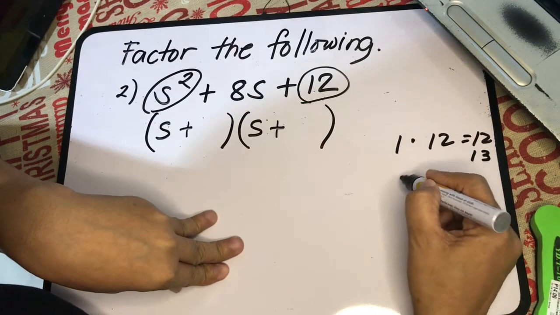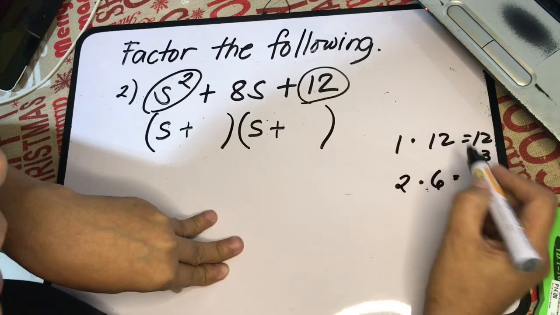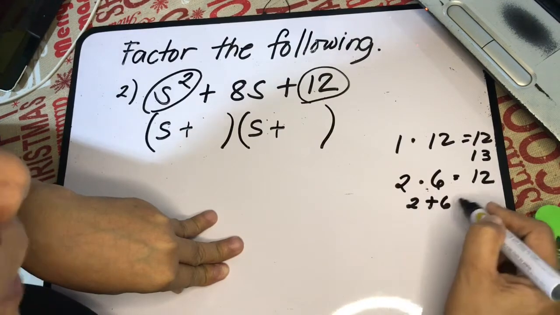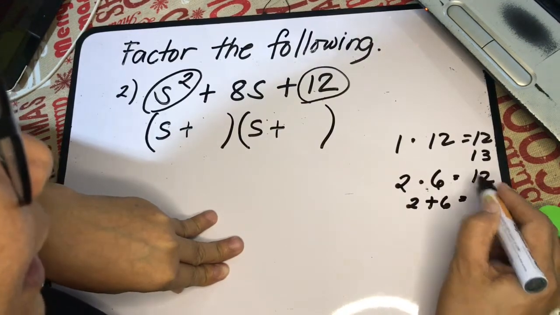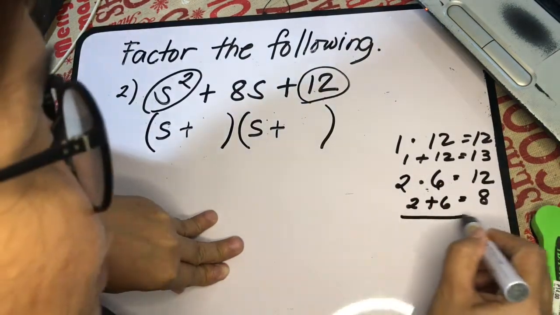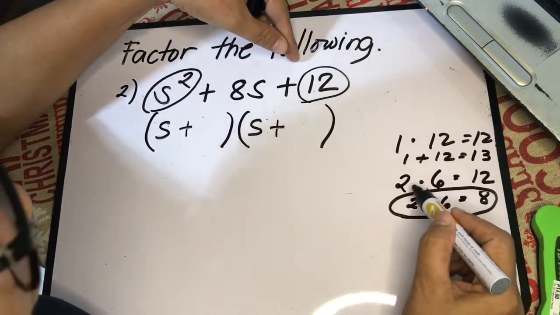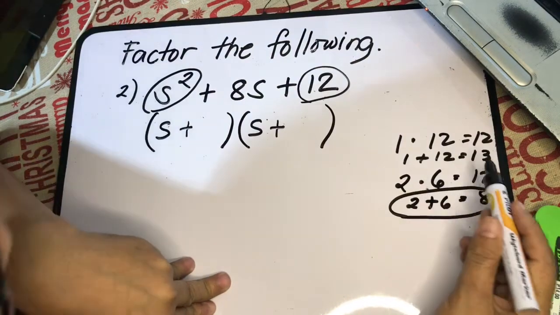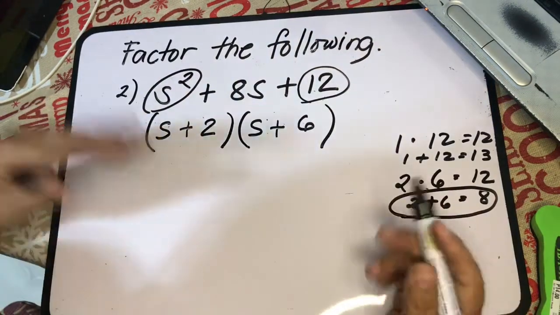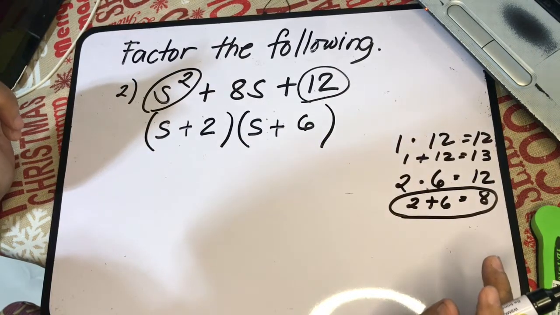Another is, we have 2 times 6. So, 2 times 6 is equal to 12. Now, if you're going to add 2 plus 6, this is equal to 8. So, ito kanina, 1 plus 12 is equal to 13. So, hindi na tayo lalayo. Nakuha na natin yung 8 na middle term from the factor 2 and 6. So, therefore, lagay natin yung 2 dito, lagay natin yung 6 doon. So, those are the factors. We have s plus 2 times s plus 6.